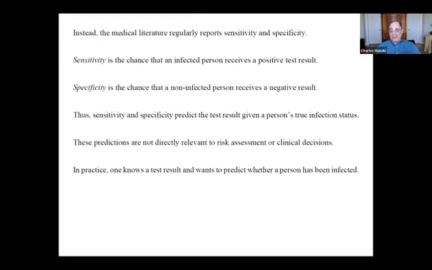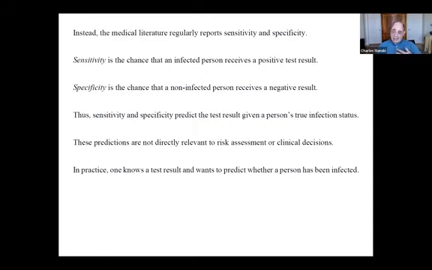What you see all the time instead is reports of something called sensitivity and specificity. And this is easiest to explain mathematically. I said what you care about is the probability of Y given X, the probability of illness conditional on the test result. What's reported in the medical literature almost all the time is the opposite conditional probability, the probability of X given Y. Sensitivity is the chance that an infected person receives a positive test result. So that's the probability of X equals 1 given Y equals 1. Specificity is the other way. It's the probability of X equals 0 given Y equals 0.